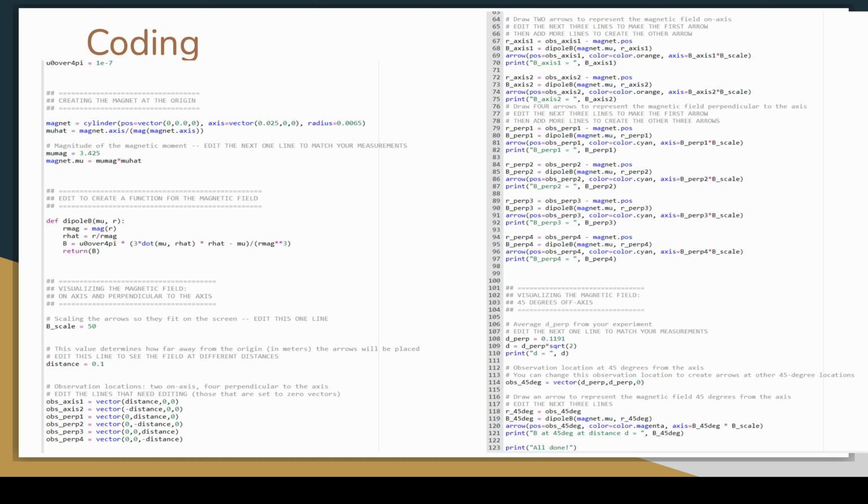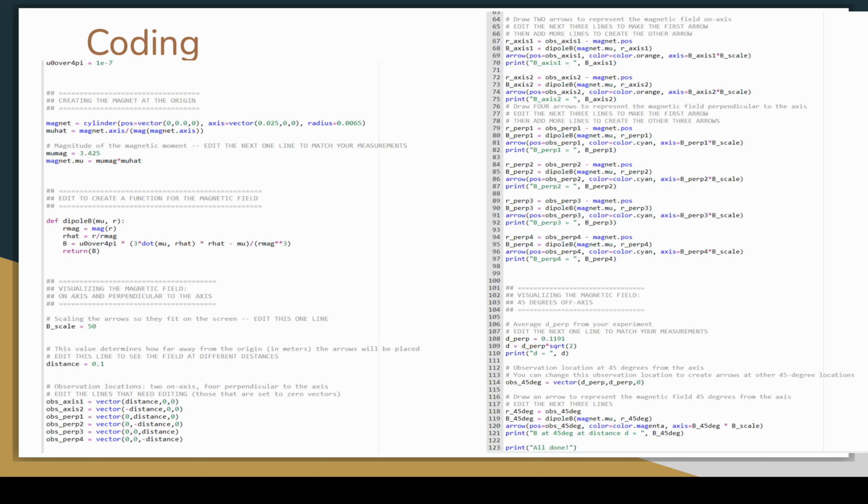Now, coding. We defined the magnet and the mu hat in code, and we plugged in what the magnitude of the magnetic moment is. And then we defined a dipole of the magnetic field with the r mag and r hat. And then we found the distance and scaling. Now, for the axes, we had to find the observed axis minus the magnetic position, and then calculate a dipole of the magnetic field, which is the magnetic moment dotted with mu and the axis. And we did it for the various data points below.